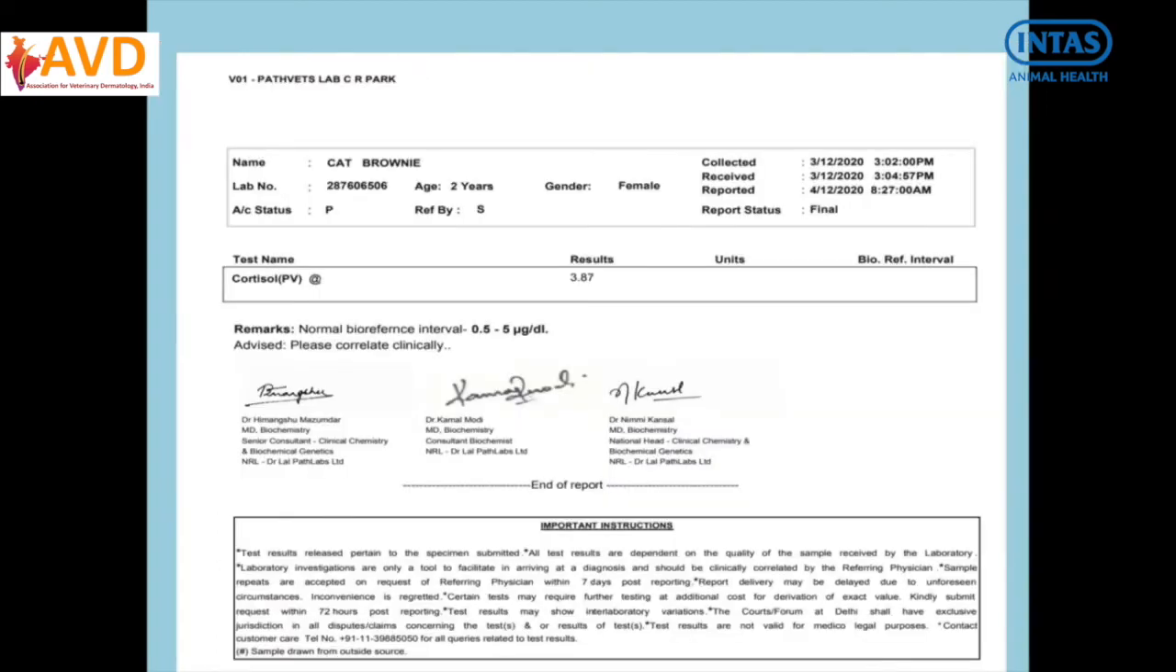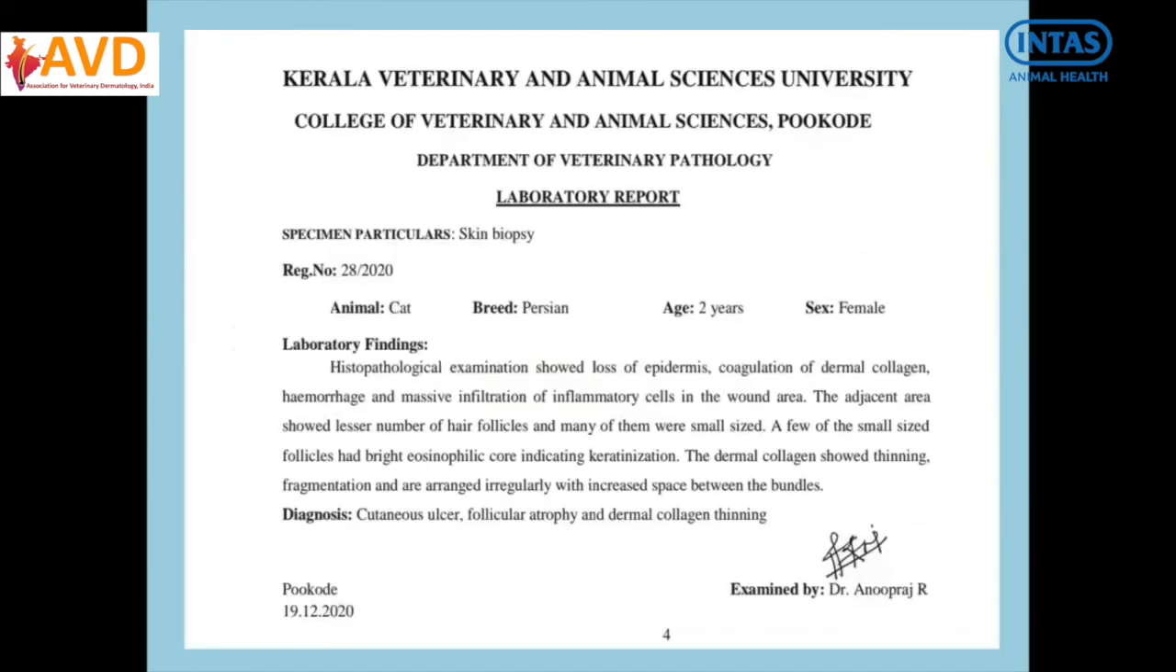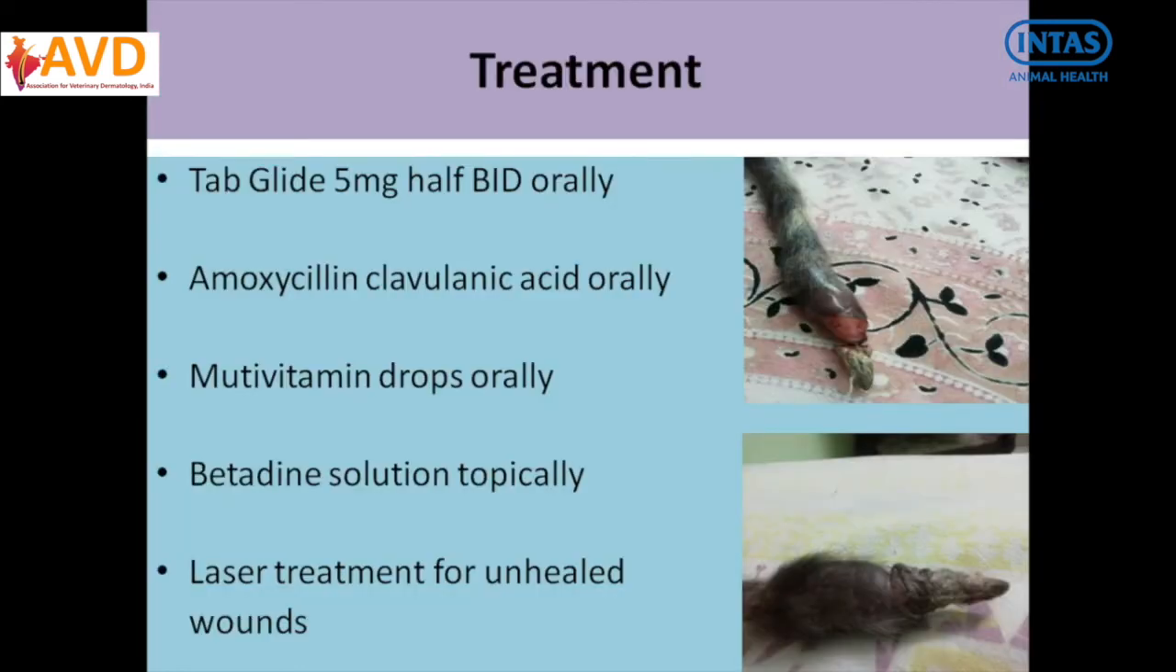So we sent a blood sample for checking the cortisol level. It was found to be normal, and the skin sample was taken for a biopsy, and it showed that the dermal collagen showed thinning, fragmentation, and irregular arrangement with increased spaces between the bundles. So the condition was identified as feline skin fragility syndrome due to diabetes, and the animal was treated with the hypoglycemic agent glipizide. Actually, Glide was the trade name.